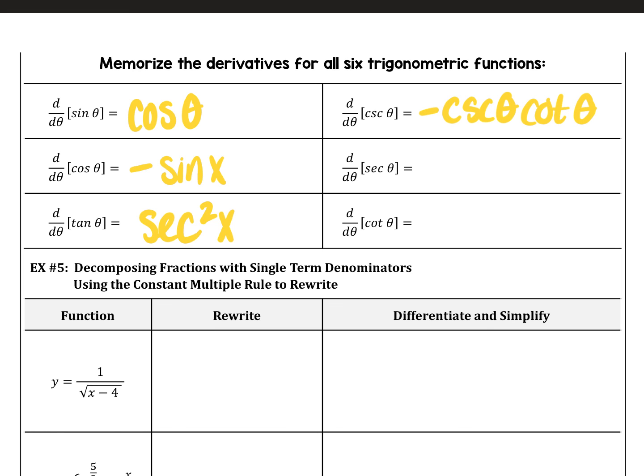Wait, why'd you put theta on some and x on some? Because I don't know.